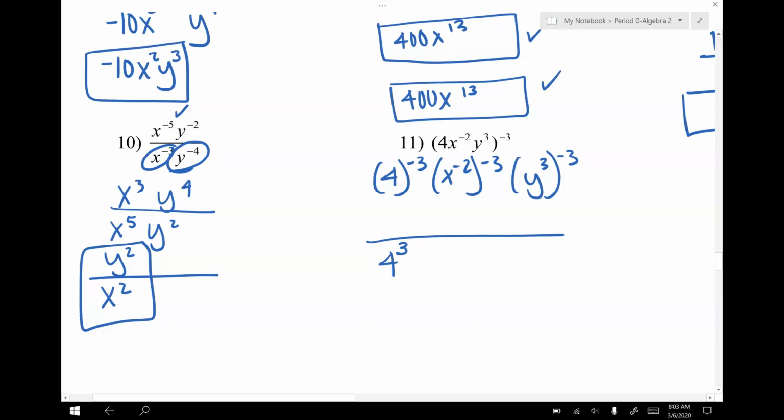X to the negative 2 raised to the negative 3 power, multiply the power. What do we get? 6. Do I need to move it anywhere? No, maintain it to the top. Y to the 3rd to the negative 3 is really technically y to the negative 9. Would you guys agree with that? But we want all positive answers, so where should we move that guy? To the bottom. So we do need to compute 4 to the 3rd. What is 4 to the 3rd? 64. Okay.